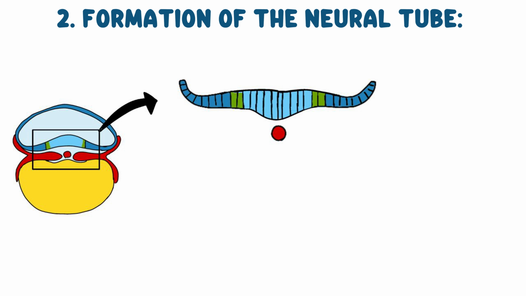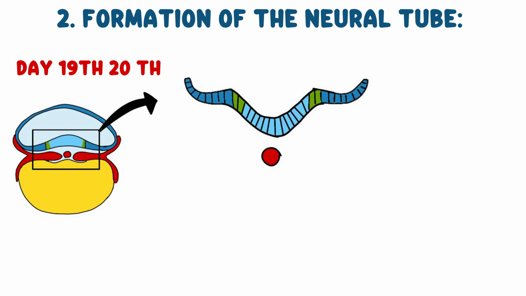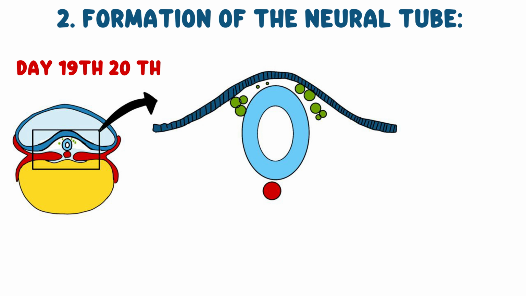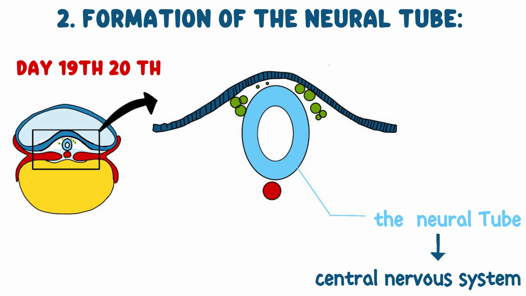As development progresses to the 19th and 20th days, the neural plate begins to undergo significant changes. It elongates, becoming narrower, and its edges thicken to form the neural folds. These neural folds rise gradually and move towards the midline, initiating the process of neural tube formation, which will eventually give rise to the central nervous system.